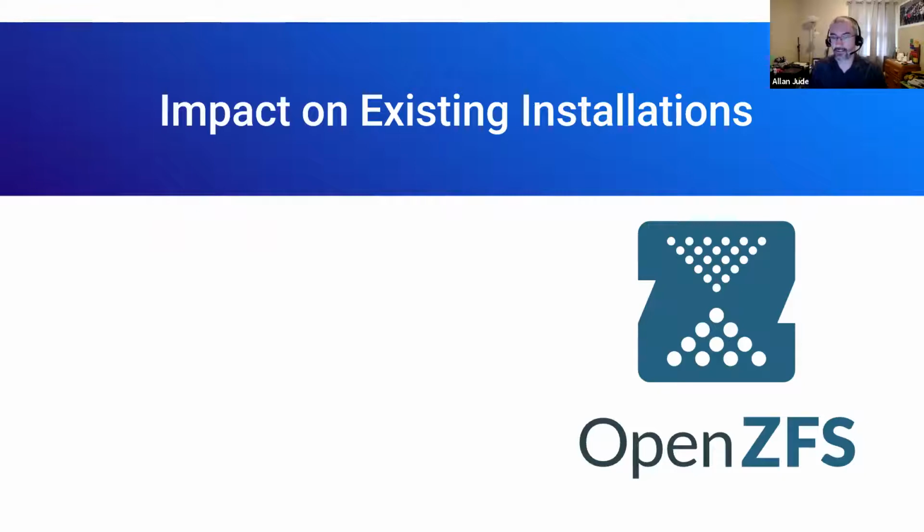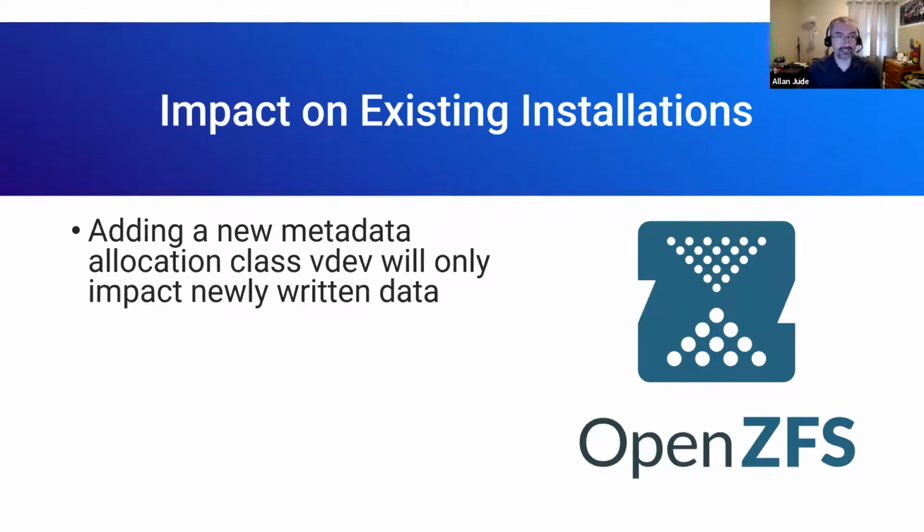So now, a common question we get is, how does adding a metadata vdev impact my already built pool? So when you add a new metadata allocation class vdev, it only impacts newly written data. So only as you add new data, as you either append to existing files or write new files or overwrite files, will the metadata for that stuff be written to the metadata vdev.